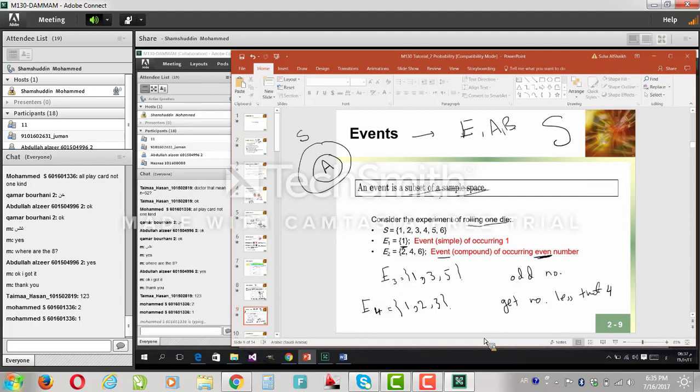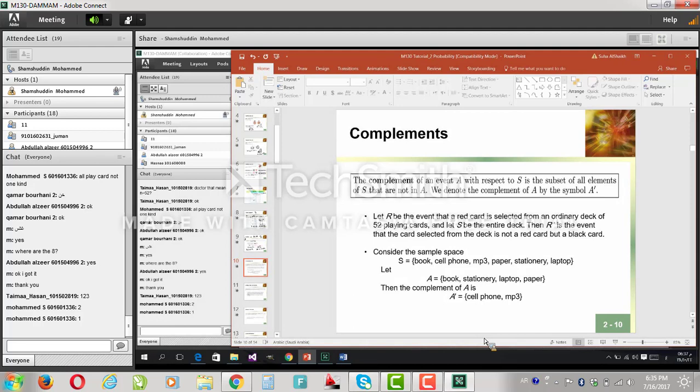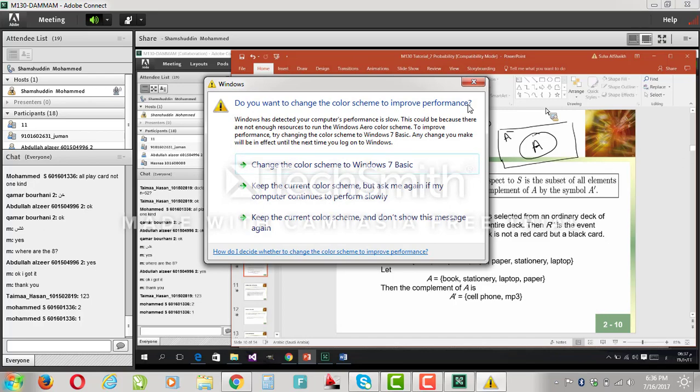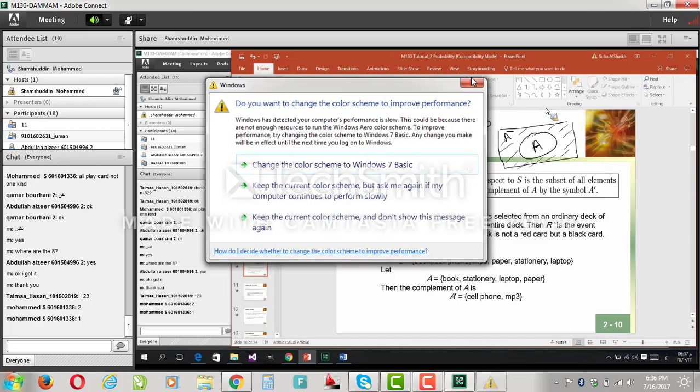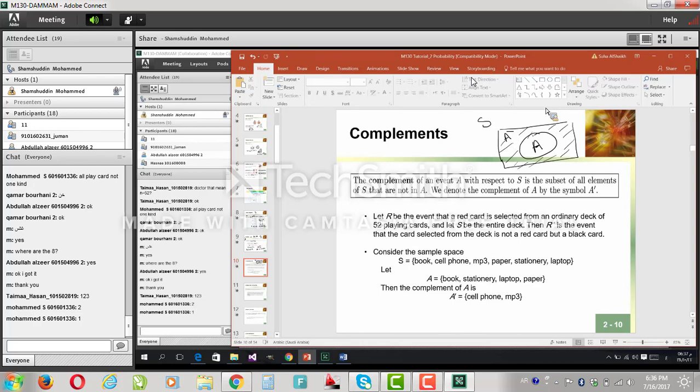Now we know what the event means. We talk about the complement of an event. The complement, meaning the completing part. Now this is my sample space S. For an event A, the complement of A is anything that is in S but not in A. That completes A, I mean.